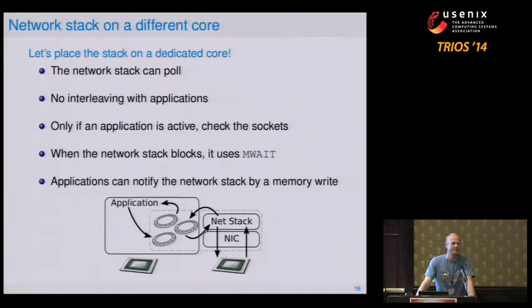And on x86, we can efficiently use the MWAIT instruction, which can halt the CPU and wait for a memory write. And so the application can constantly set this flag, and if the operating system is not actively polling it, it wakes up, and this is fairly efficient communication across the cores and in user space.